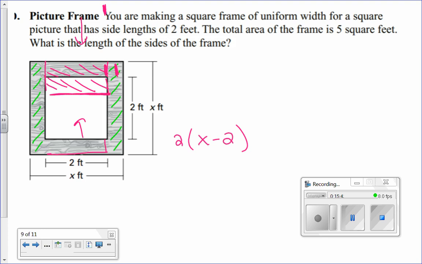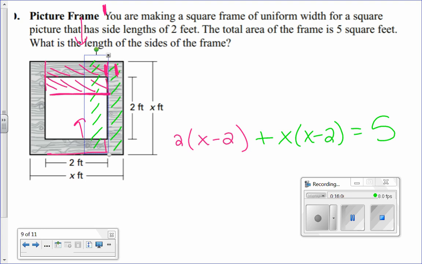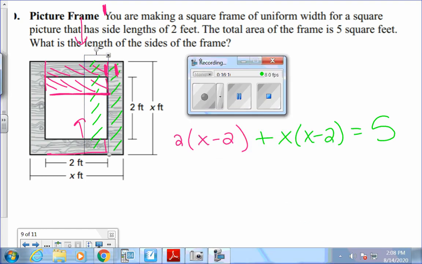All right, so now let's talk green. The greens, if I put them beside each other, it's going to be a really similar concept. One dimension would be x, the other dimension would be x minus 2 again. And then total, they told us our area was a 5. All right, I'm pretty sure you know how to finish from here. FOIL everything out, get everything set equal to 0, factor, and solve.